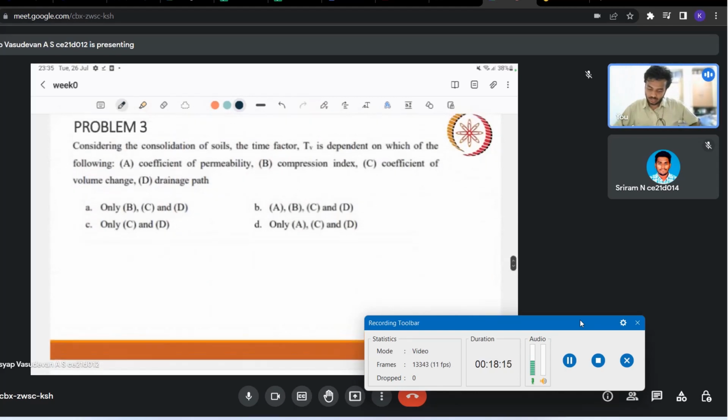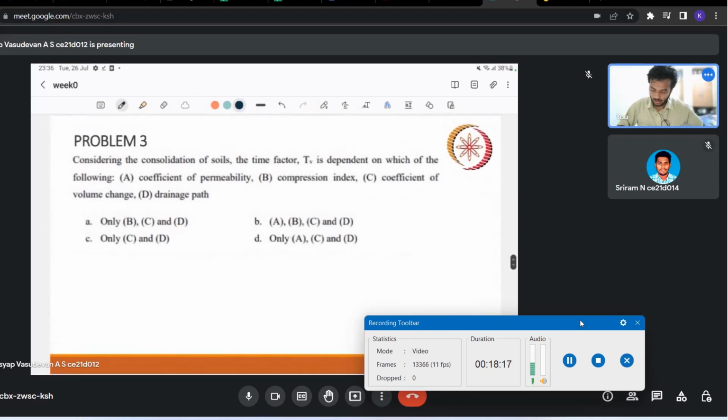This question is related to consolidation also. The question is straightforward. The time factor Tv is dependent on which one of the following: coefficient of permeability, compression index, coefficient of volume change, drainage path.